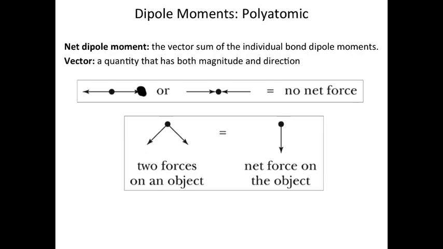So, in order to figure out whether a molecule is polar or not, you have to look at the geometry of the molecule, how these bonds are actually arranged in space. We tell you how to predict geometry in Chapter 8.